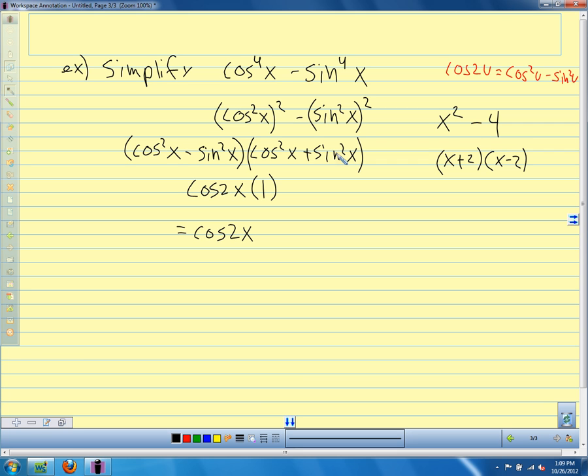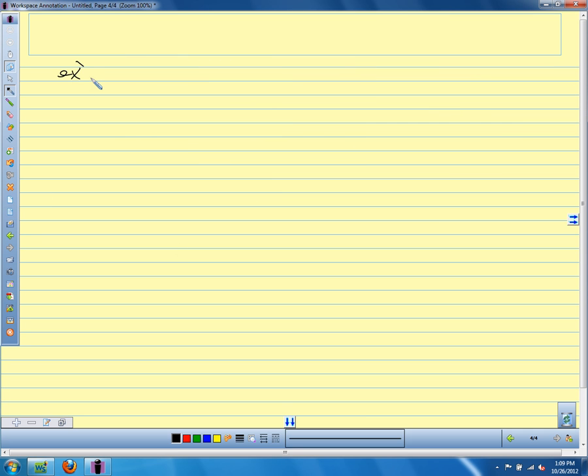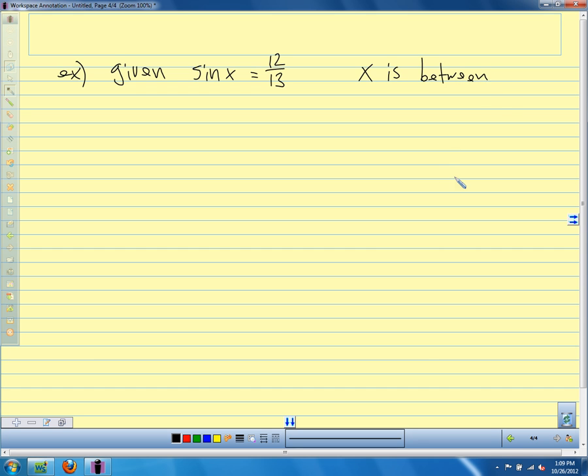All right, one last example. And then we are done for the day. Excuse me. We're given that the sine of x equals 12/13 and x is between pi over 2 and pi.